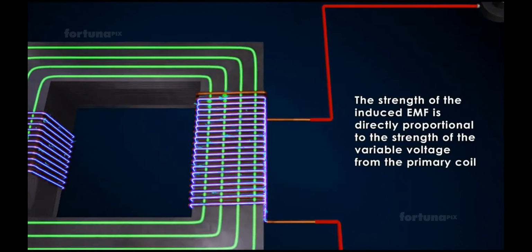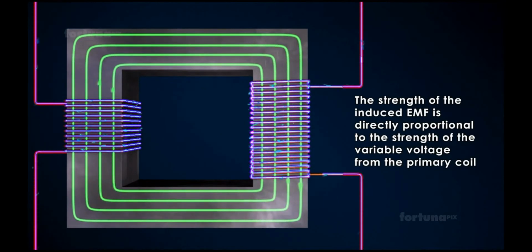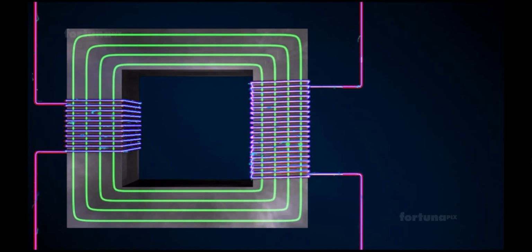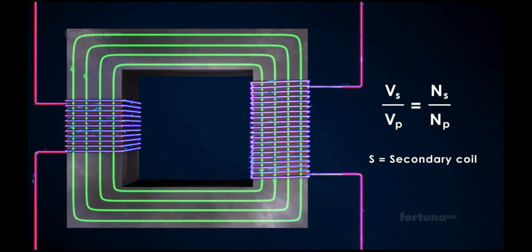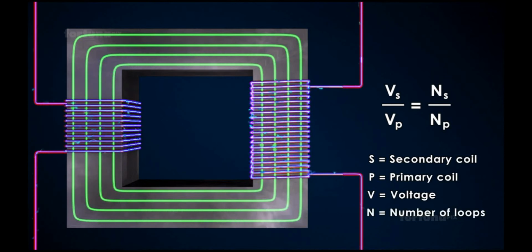The strength of the induced EMF is directly proportional to the strength of the variable voltage from the primary coil. It is also dependent on the number of loops in the secondary coil in relation to the number of loops in the primary coil. If we were to write it as a ratio, it would look like this. Vs divided by Vp is equal to Ns divided by Np, where S is the secondary coil and P is the primary coil. V represents the voltage and N represents the number of loops.